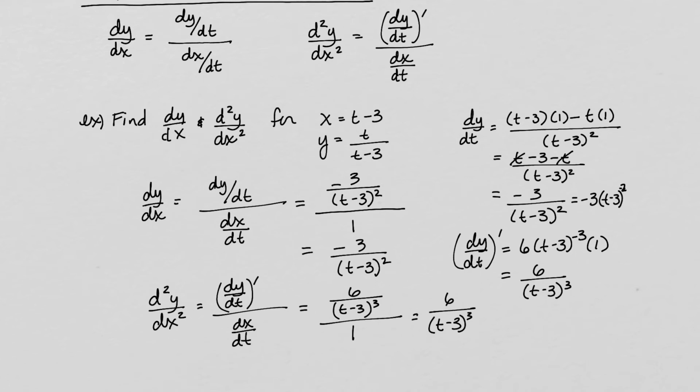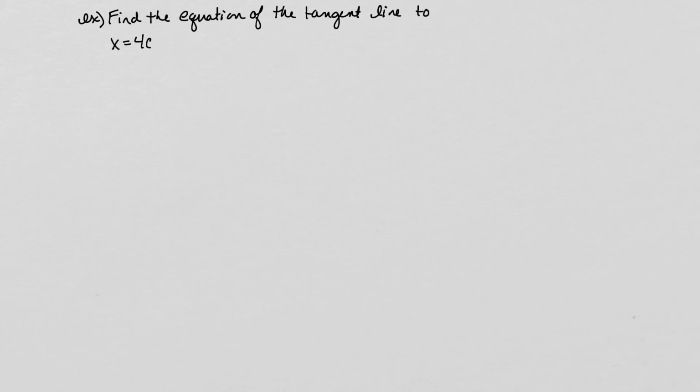Other questions? No problem. Okay, so let's try one more example here. Find the equation of the tangent line to x equals 4 cosine t, y equals 5 sine t.